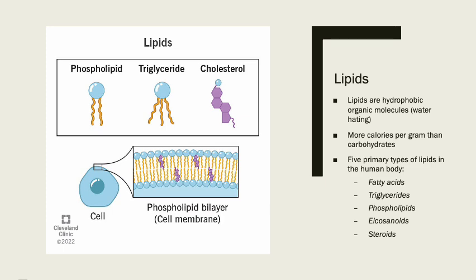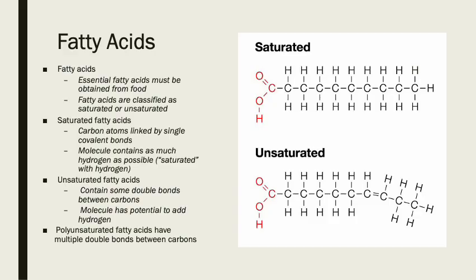There are 5 primary types of fats in the human body, and not all of them are bad. Some of them we really need. These are fatty acids, triglycerides, phospholipids, eicosanoids, and steroids.